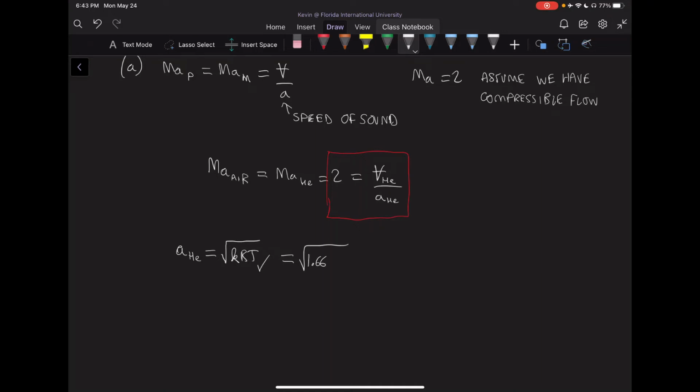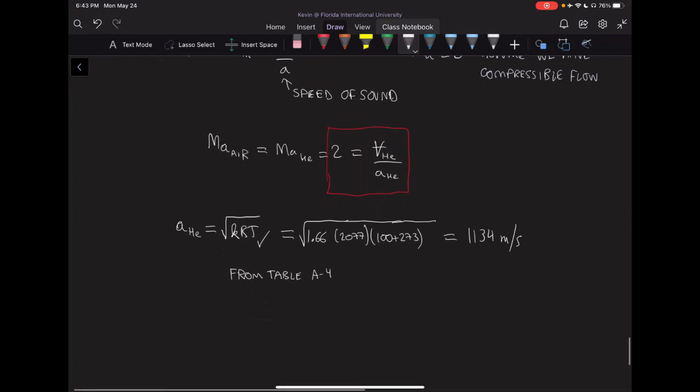So from table A4 in our appendix, 1.66 times 2077 multiplied by the temperature in Kelvin. Okay, it's very important to convert to Kelvin. You can use 273 to convert to Kelvin in this class. You don't have to use 273.15. It's up to you, 273 is fine for me. And so you would get that the speed of sound is 1,134 meters per second for helium.